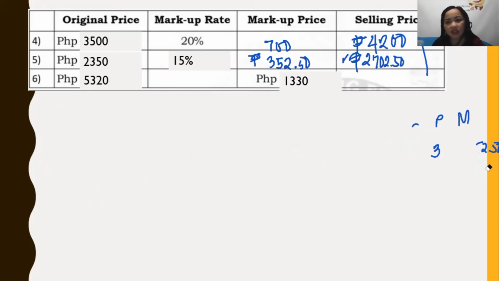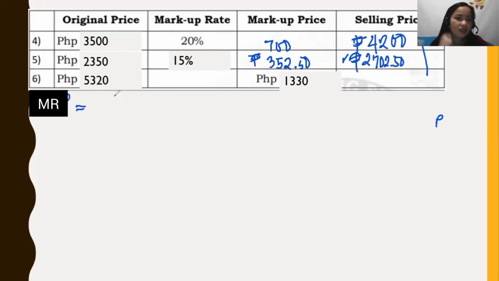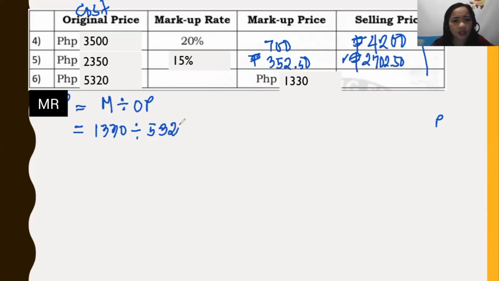Number 6, ang nawawala natin sa number 6 ay, yan, markup rate. Kapag rate ang nawawala, that is markup divided by original price. Or, doon sa ating kanina, cost. Itong original price natin, ito yung tinatawag nating cost. Ba sabihin nyo iba? Pares lang kasi sila. So, we have the markup price, 1,330 divided by original price of 5,320.